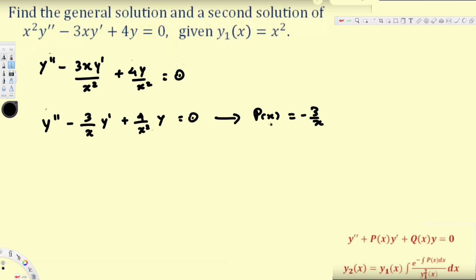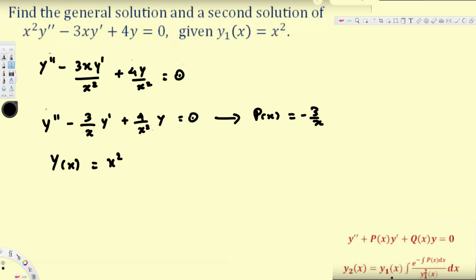After we find the p of x value, we can directly plug it into the shortcut formula. Let's say y of x is equal to, I write it as y of x because this is going to be our general solution. I'm going to write the second solution as y2 of x. So that's why I keep this one as y of x, the general solution. Now y1 of x in our case is the given solution, which is x squared, so I'll directly put that right here.